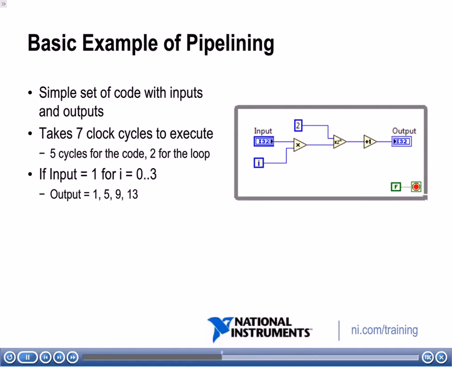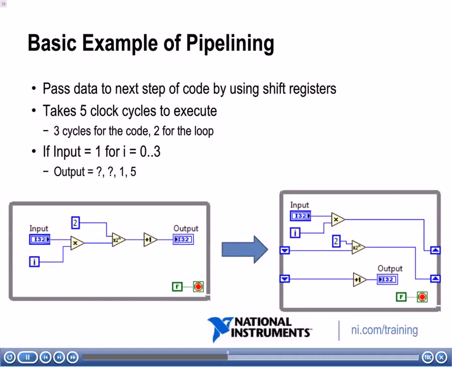Let's think about how we could pipeline this and make it a little bit more efficient and increase our rates and throughput. Here we've pipelined the code on the right-hand side, and we've done that by using shift registers. What's happening here is what we described earlier. If we take a look at the code on the right-hand side, it's going to have a faster loop rate, and that's because we pipelined it.